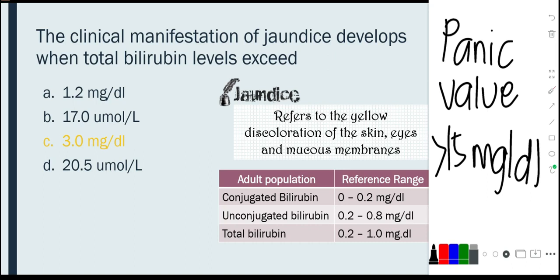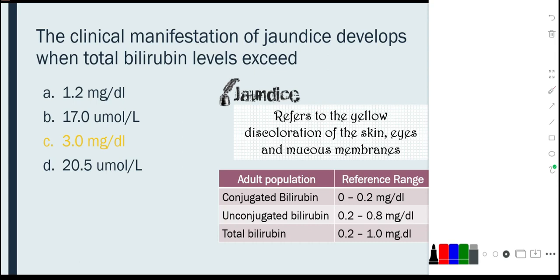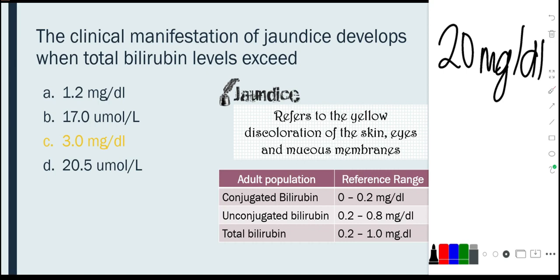Of course, compared to adults, neonates are expected to have a higher level of bilirubin since their liver is not yet fully developed. So if you test neonatal serum, the total bilirubin will be higher than 1 milligrams per dl, and that's normal. But we consider it to be clinically significant or a panic value if it is greater than 15 milligrams per dl. Aside from that guys, a bilirubin level in infants reaching 20 milligrams per dl will now increase the risk of developing what we call kernicterus.